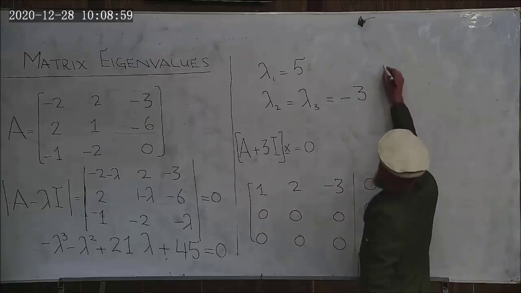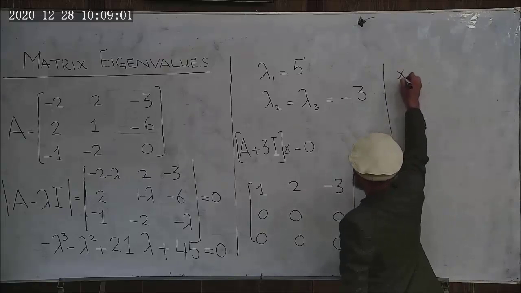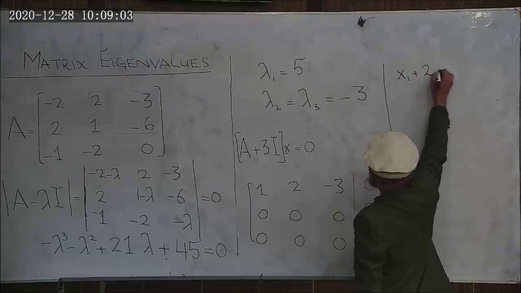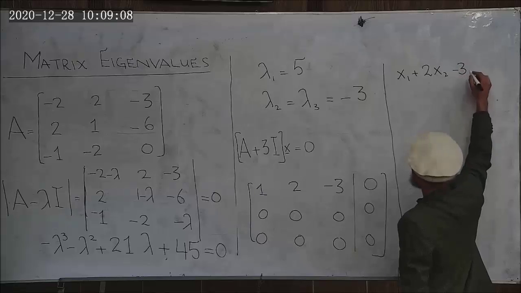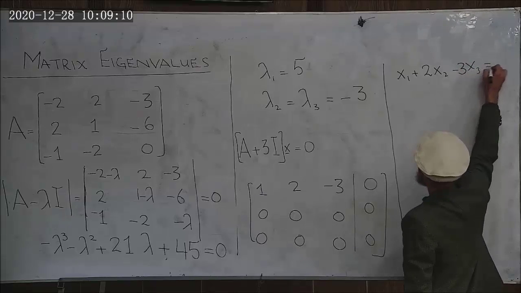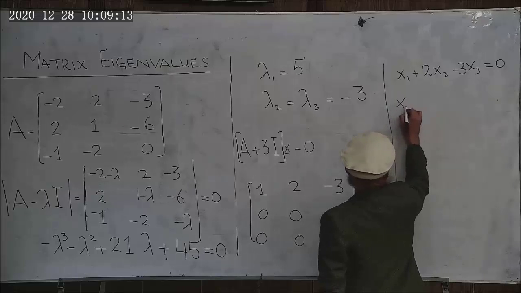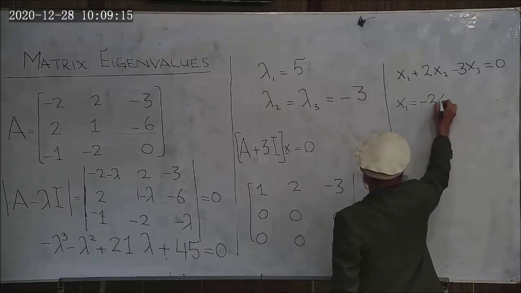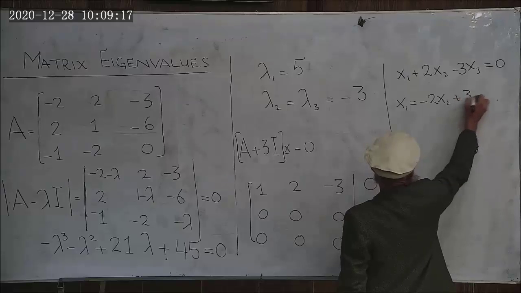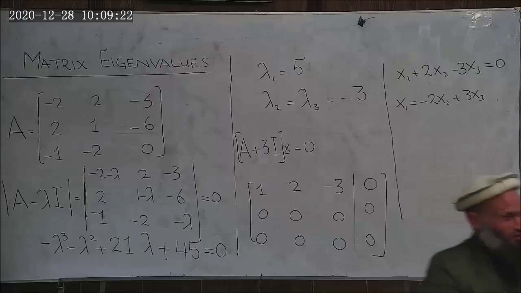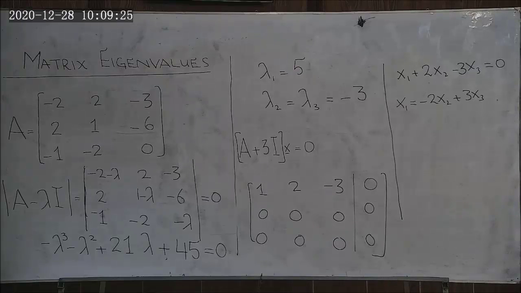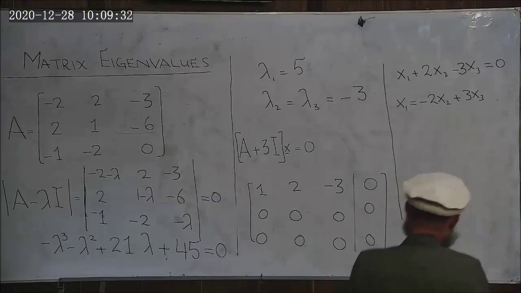That is, you have x1 plus 2x2 minus 3x3 equal to 0, or x1 is equal to minus 2x2 plus 3x3. Again, there are infinitely many solutions. Among those solutions, you are interested in determining the linearly independent solutions. So how would you do that?